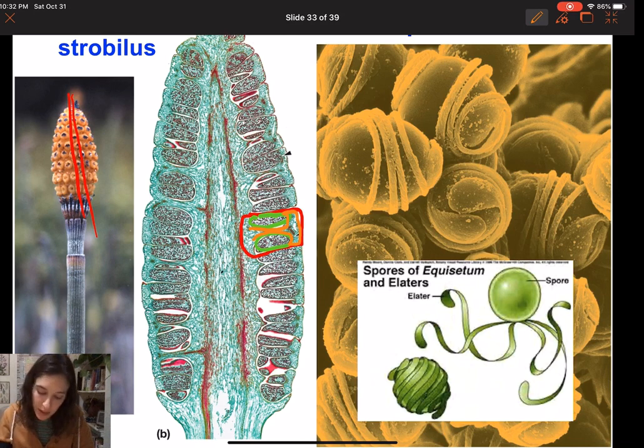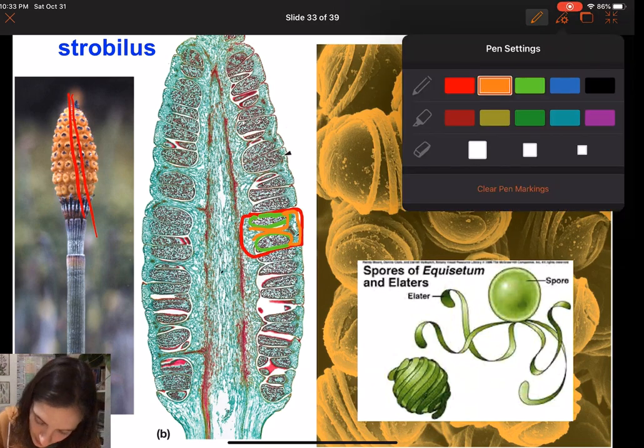Well, what I circled in green there is a sporangium. And this time, the sporangium, instead of just being subtended by a sporophyll, the sporangium of Equisetum is attached to a structure called a sporangiophore. So that's going to be on a slide here in a sec, I promise.